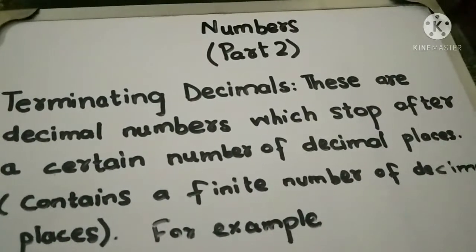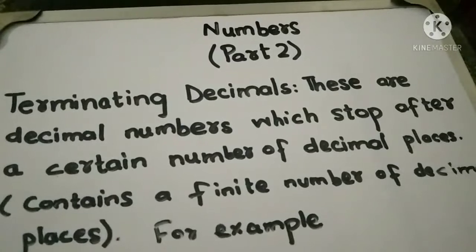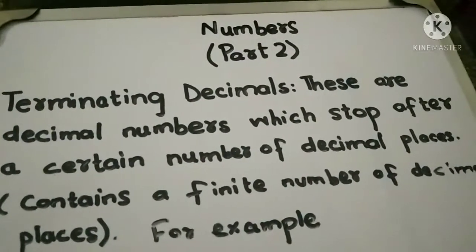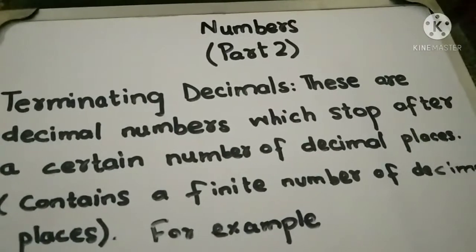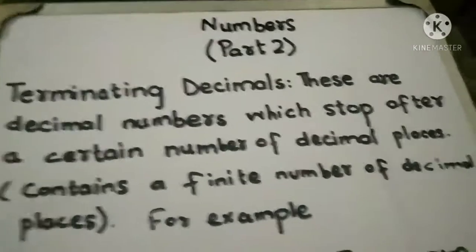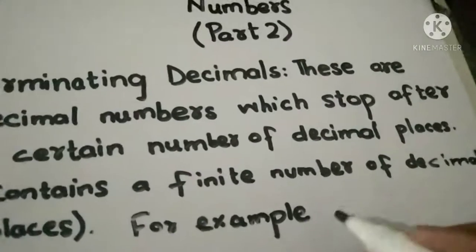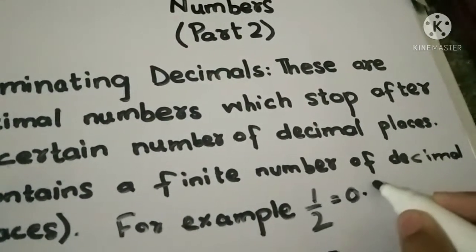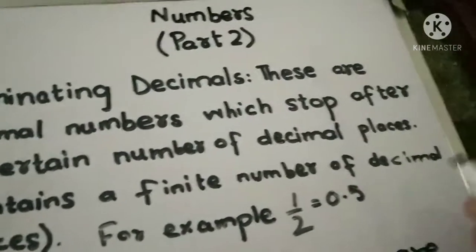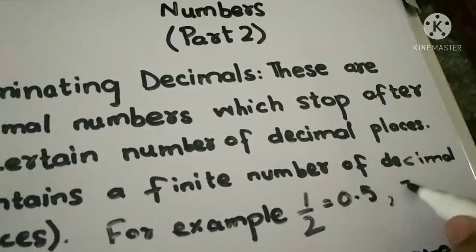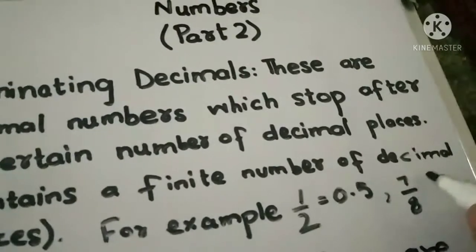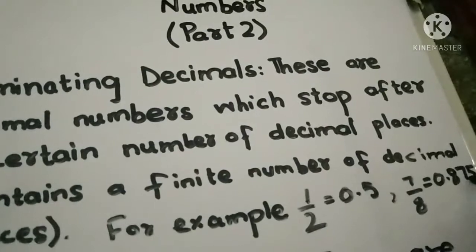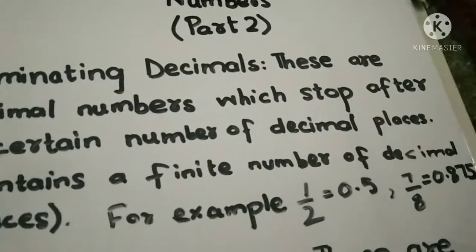What are terminating decimals? As terminate means to end, these are the decimal numbers which stop after a certain number of decimal places. They contain a finite number of decimals. For example, 1 by 2 is equal to 0.5. It ends after one decimal place. Another example is 7 by 8, which is equal to 0.875. It ends after 3 decimal places.